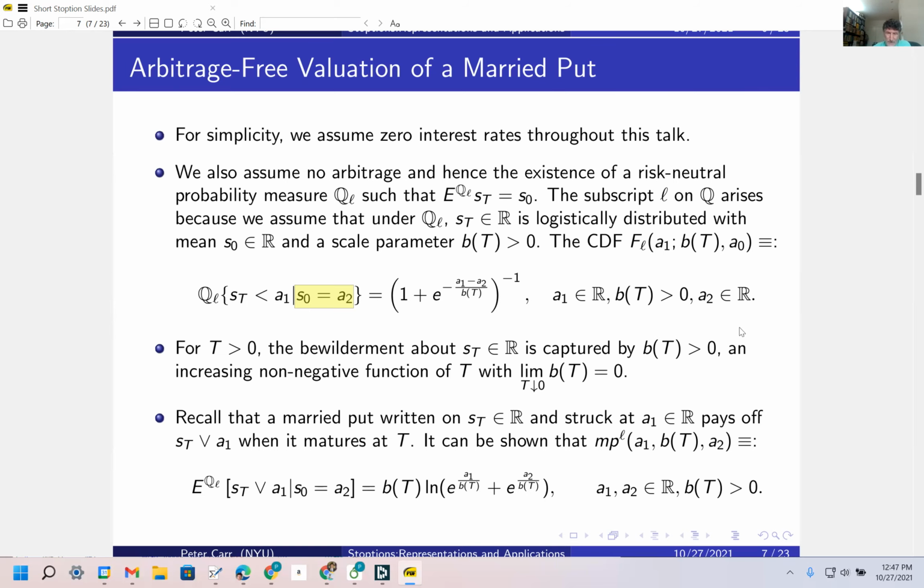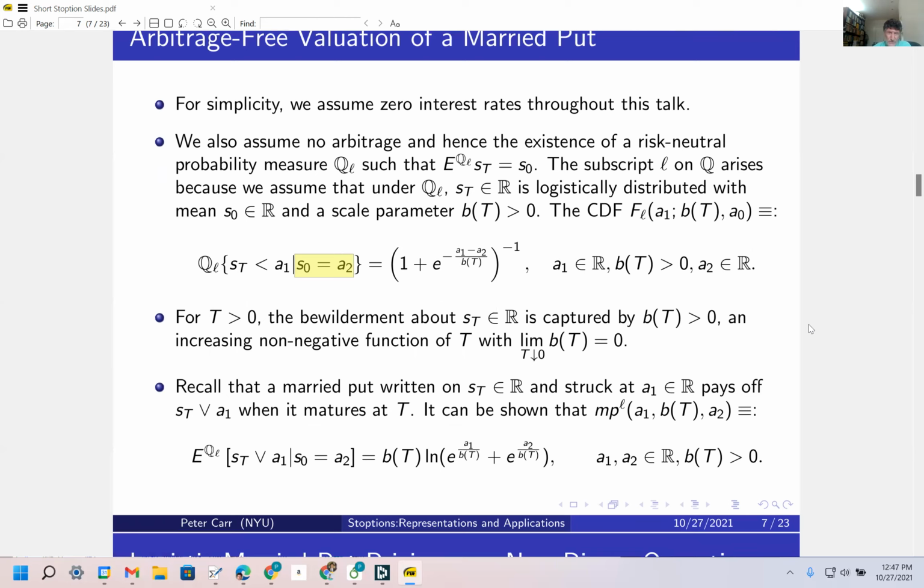As an aside, abstract algebra can be used to analyze the density of the logistic as well, but we won't go there. The scale parameter, we're going to call it bewilderment. It's similar in concept to volatility, in that both volatility and bewilderment are greater than 0.